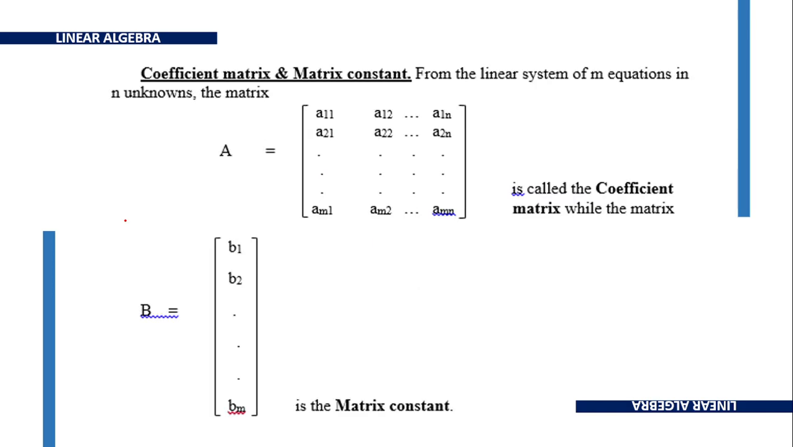Next, we have the coefficient matrix and matrix constant. So, dalawa yung pag-uusapan natin dito. So, from the linear system of m equations in n unknowns, the matrix A, ayan, so meron tayong matrix A is equal to this matrix. So, we have A11, A12, A1n, A21, A22, A2n, AM1, AM2, and AMN is called the coefficient matrix. So, this is our coefficient matrix.